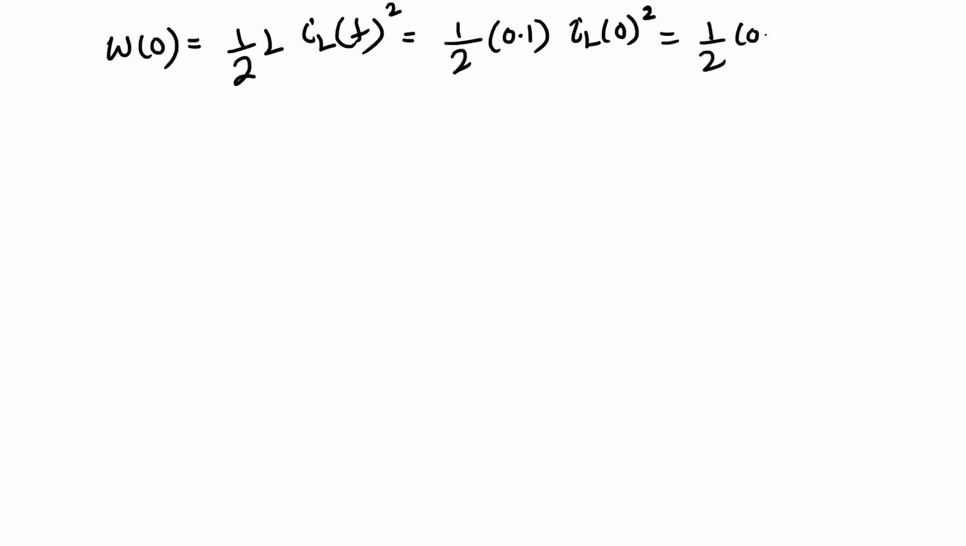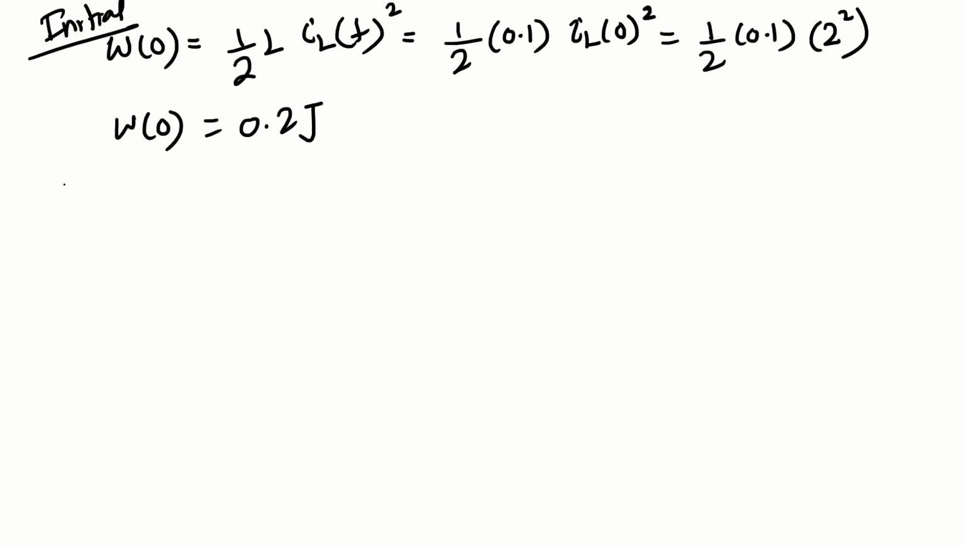So half of 0.1 times 2 squared. If we simplify this, that will become 4, 4 divided by 2 is 2, 2 times 0.1. So that will give me 0.2 joule. That is the initial energy stored by the inductor. Initial.